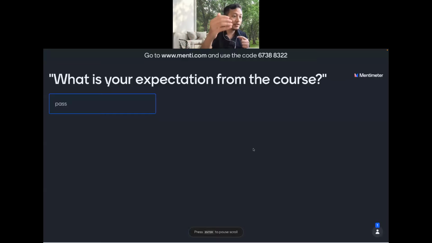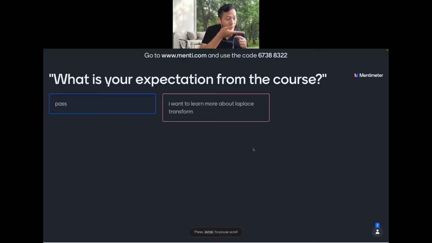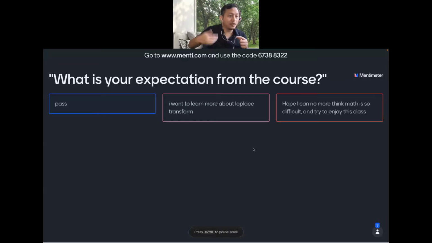So you expect to understand from your previous course that you failed before, so I can understand. Okay, Laplace transform. Okay, this is very specific. That's good, because I think Laplace will be important, especially if you are dealing with programming. Yeah, at least you need to understand the logic behind the Laplace.